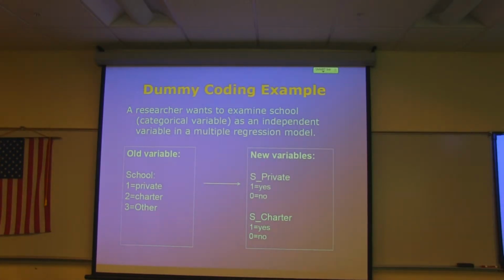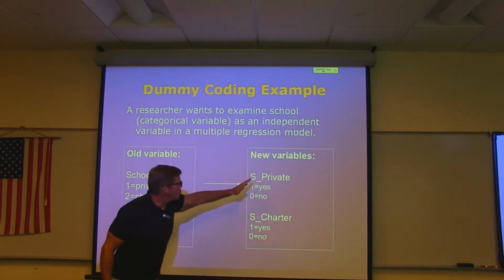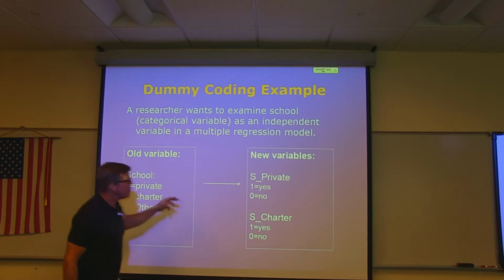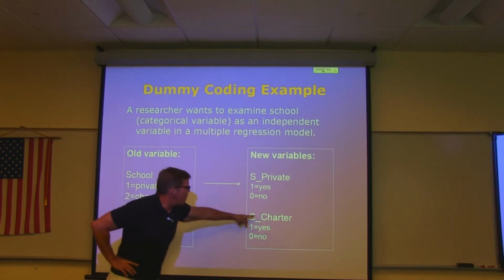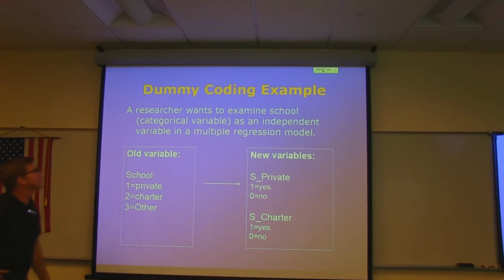So we see an example, the private school variable can be reduced to a new variable that is dichotomous, 0s and 1s. The charter school variable can be reduced to a dummy-coded variable that is coded either 0 or 1. So this is just a process of reducing categorical variables into more specific dummy-coded variables with 0s and 1s.